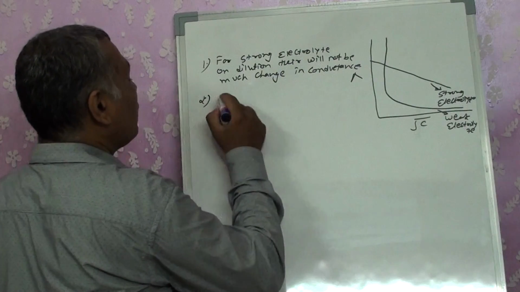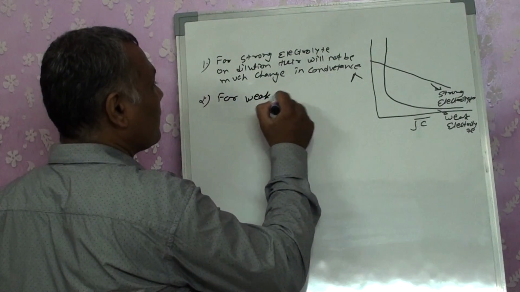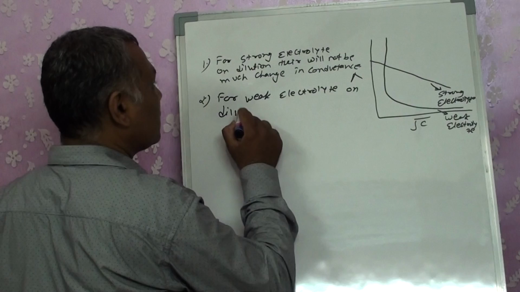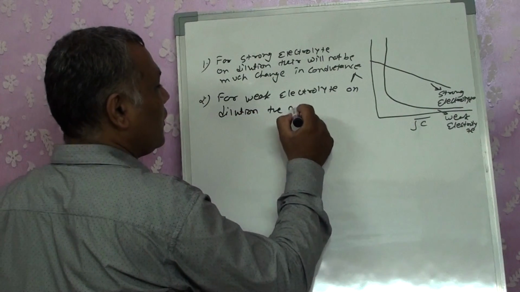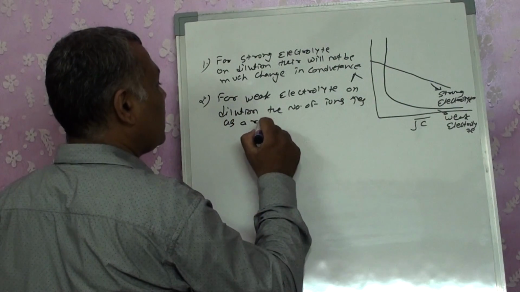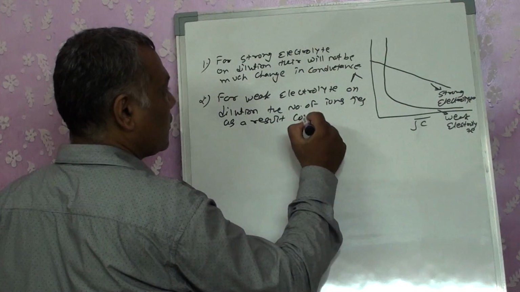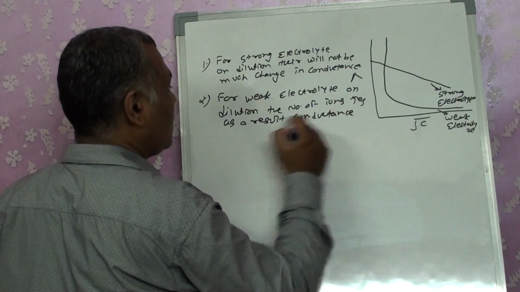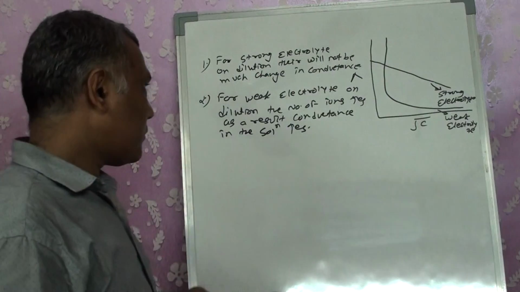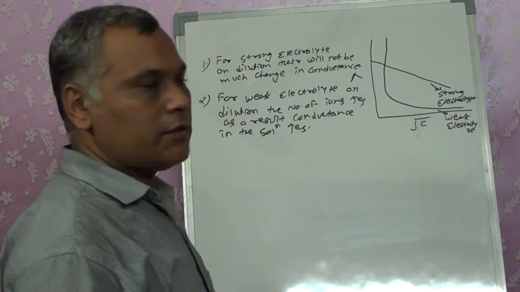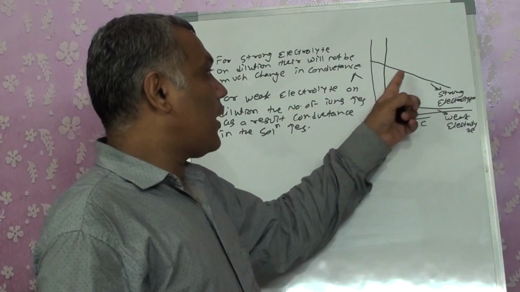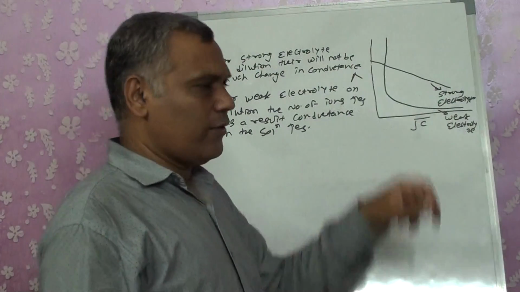But for the weak electrolyte, on dilution, the number of ions increases. As a result, the conductance in the solution increases. So on dilution, conductance increases in a weak electrolyte. Now, for the strong electrolyte we were able to calculate the absolute value, but for the weak electrolyte we cannot.